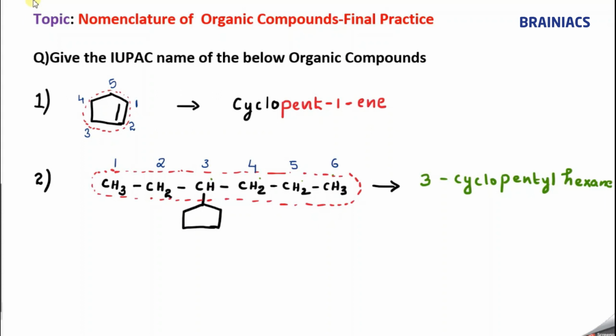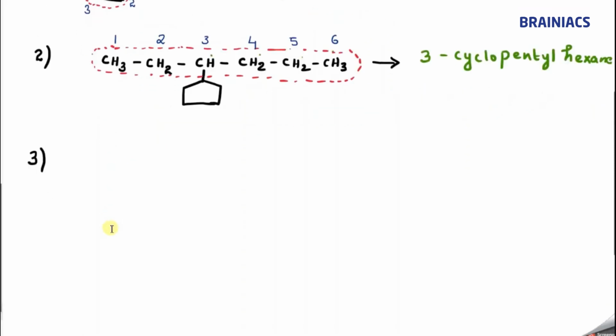I hope you understood this question. Now we will go to the next question. Please revise this topic. This is the fundamental for organic chemistry. Always start organic chemistry by learning this basic fundamental chapter, so that other chapters will become very easy for you. Okay, so let's do the next question. I hope you will be able to do it.